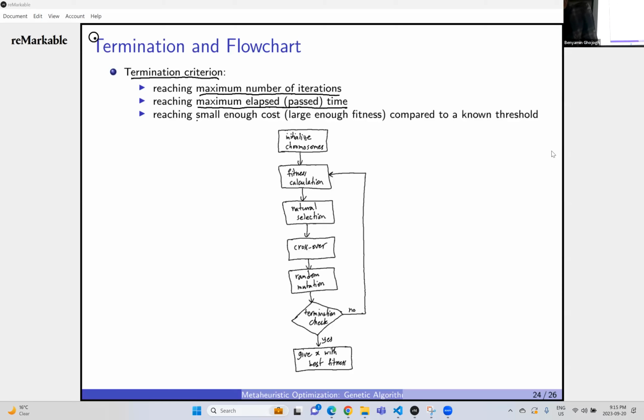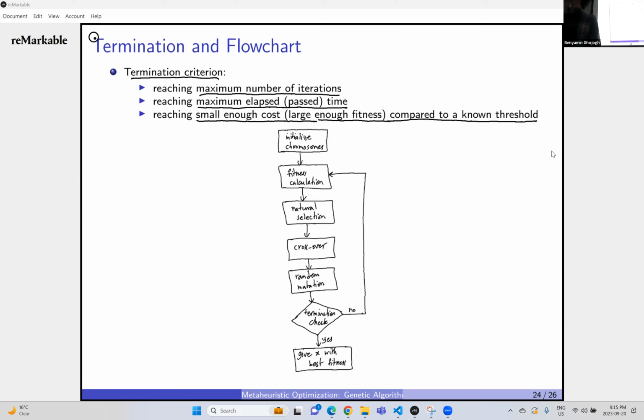Reaching a small enough cost or large enough fitness compared to a known threshold. Sometimes you know that your cost can't go below, for example, 5, right? So if your local best becomes 5.01, they say it's good enough. Or other termination criteria. There are a lot of them. Okay, so this is the flow chart.